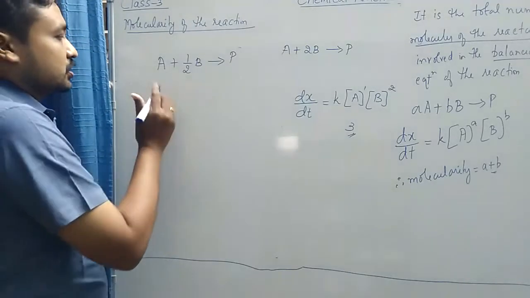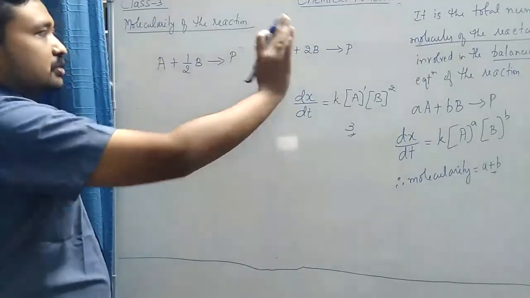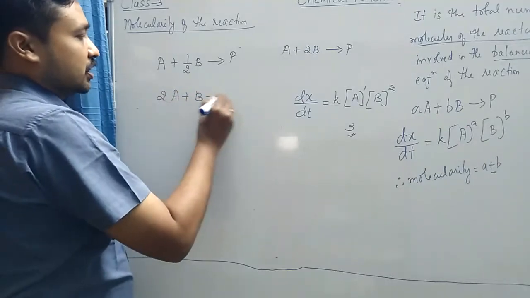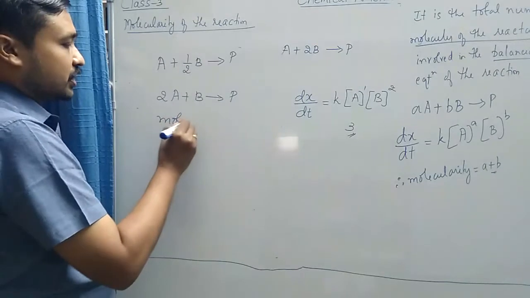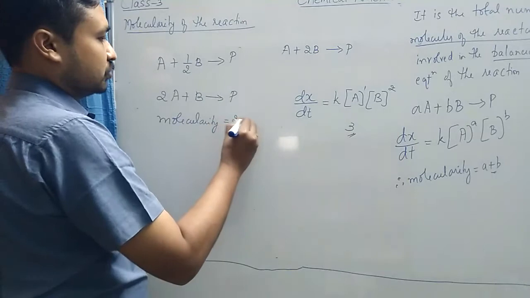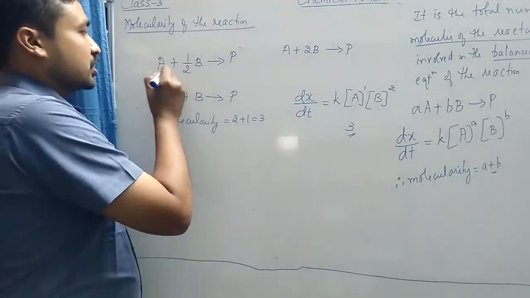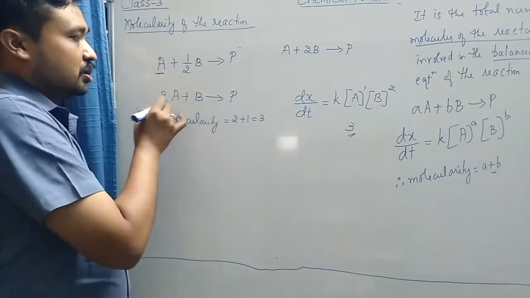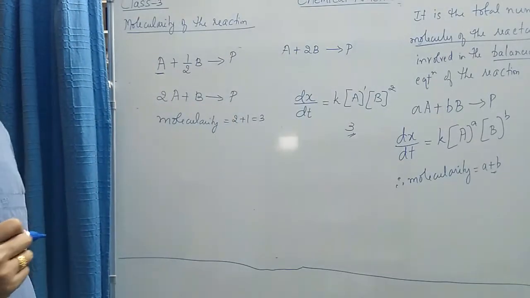So we will modify this balanced chemical equation by multiplying it throughout by 2. So the equation is 2A plus B giving product. So what is the molecularity of this reaction? The molecularity of this reaction is 2 plus 1 is equal to 3. So remember, even though this equation is balanced, we will not calculate the molecularity of this reaction from it. We have to convert it into a suitable form and then calculate the molecularity of the reaction.